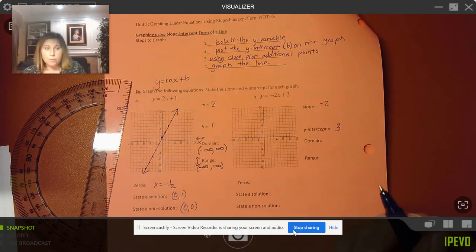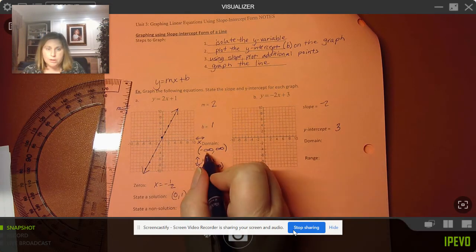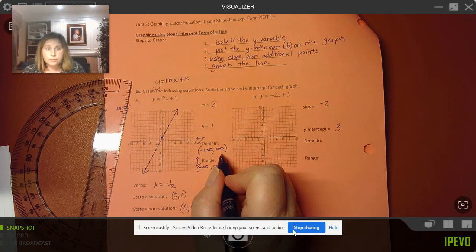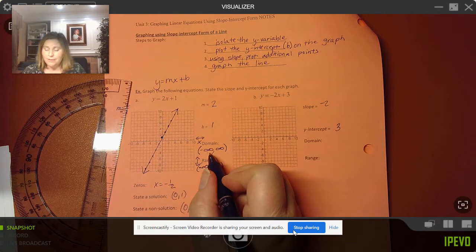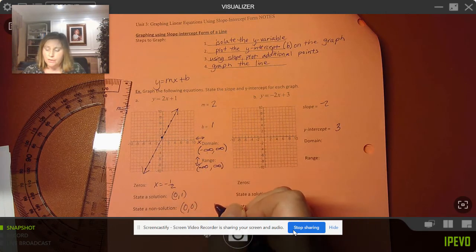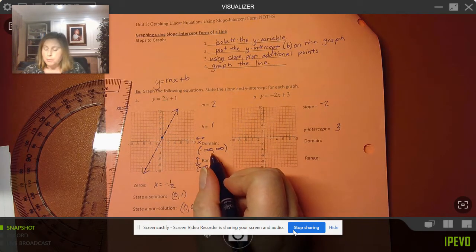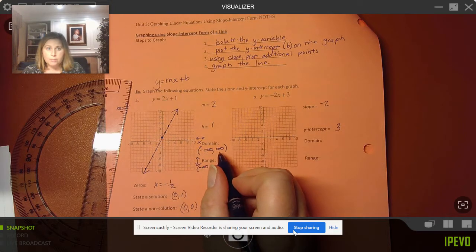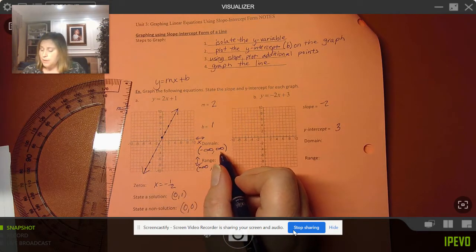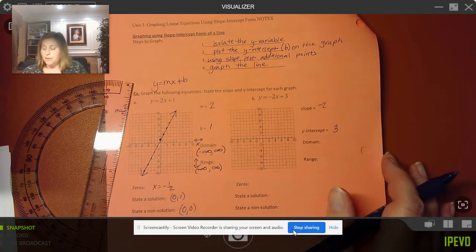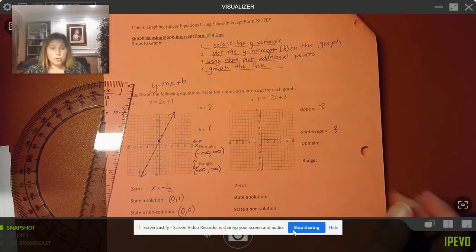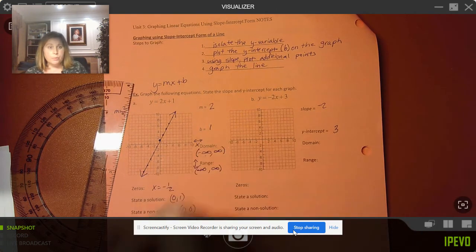When we list domain and range, we always list them from smallest to largest. So there'll always be your smaller number, which obviously negative infinity is smaller than positive infinity. Your smaller number will always be listed first, and your larger number will always be listed second. So our domain and range are both negative infinity to infinity. That won't always be true, but if the line is slanted, it will.